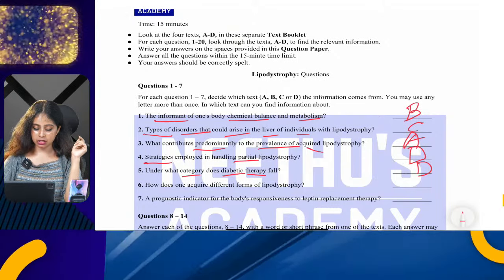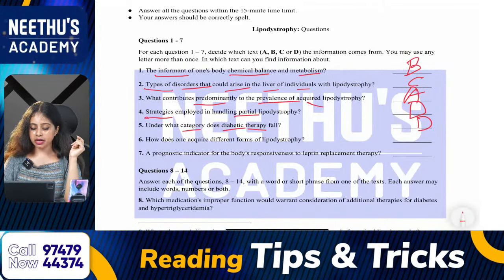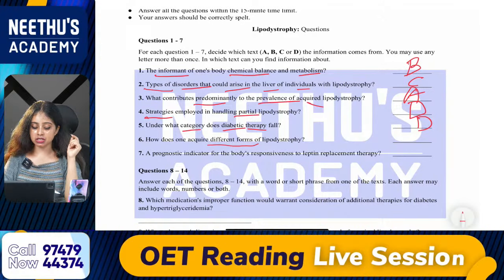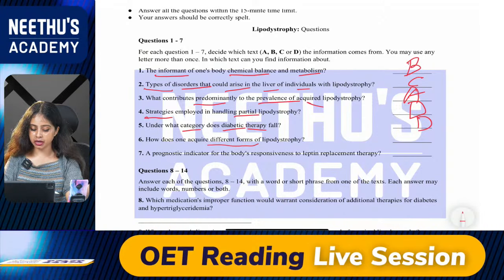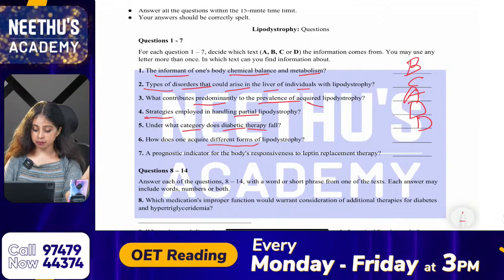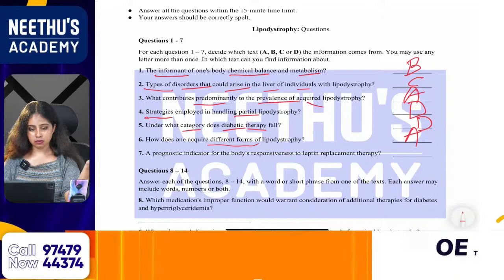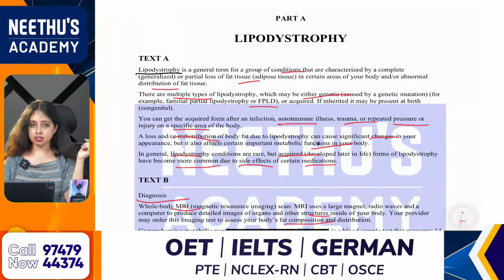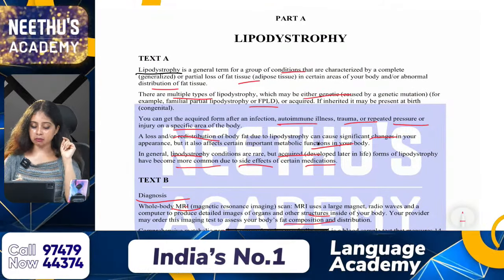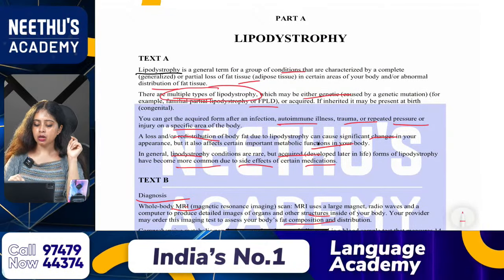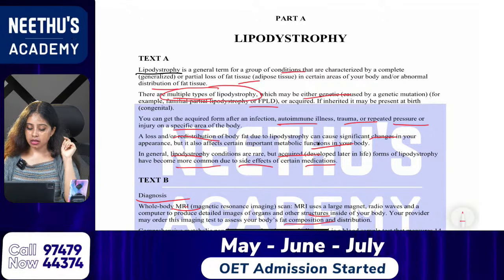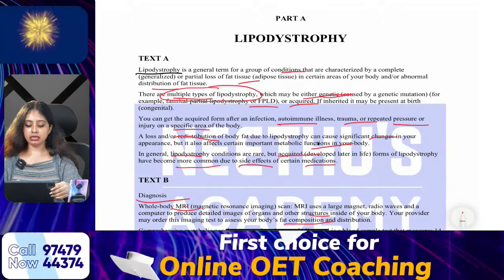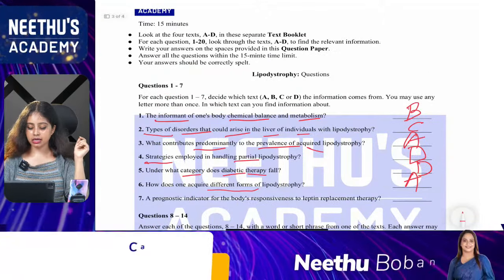So moving to the very next question, how does one acquire different forms of lipodystrophy? Different forms of the condition. So where is it mentioned? How does one acquire different forms of the condition? So that is from text A. So where is it mentioned in text A? As you can see here, the multiple types from the second paragraph. There are multiple types of lipodystrophy which may either genetic or acquired. So it is either genetic or acquired. Multiple types. So that is the answer from text A.